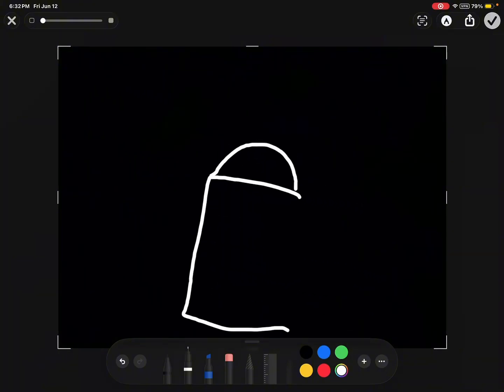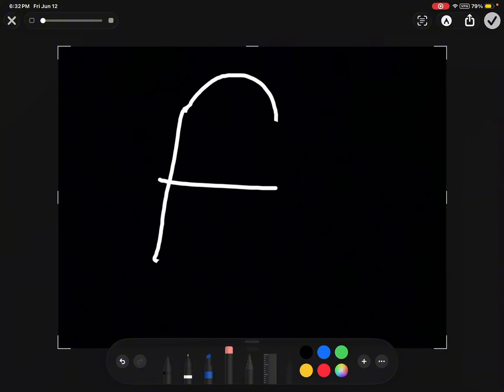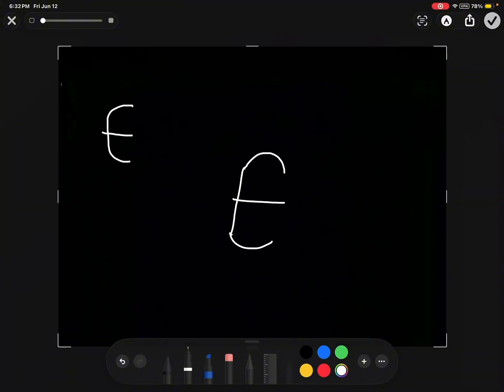For E, I came up with this. Yeah. I forget what my... This was my uppercase. I don't know how that turns to that. But can we move the line down and then curve the bottom? Yeah. It's a nice progression.